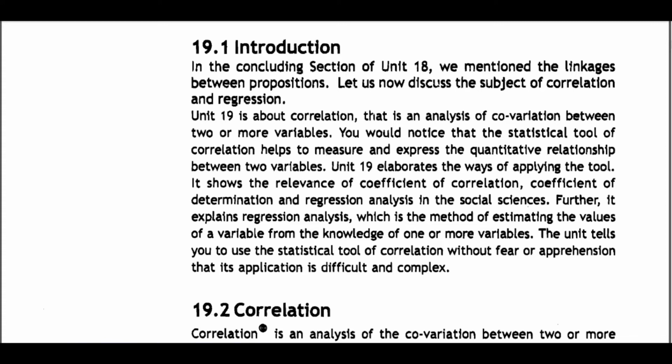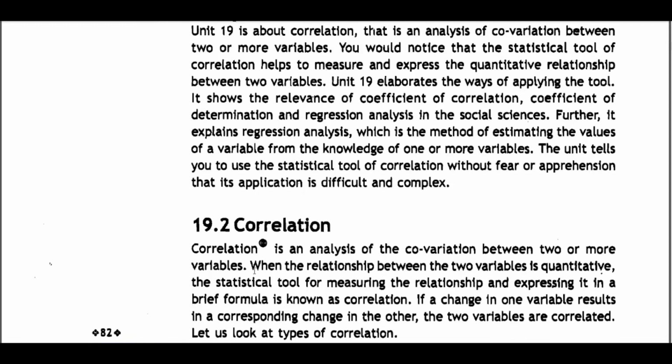It shows the relevance of the coefficient of correlation, coefficient of determination, and regression analysis in the social sciences. Further, it explains regression analysis, which is the method of estimating the value of a variable from the knowledge of one or more variables. The unit tells you to use the statistical tools of correlation without fear or apprehension that its application is difficult and complex.